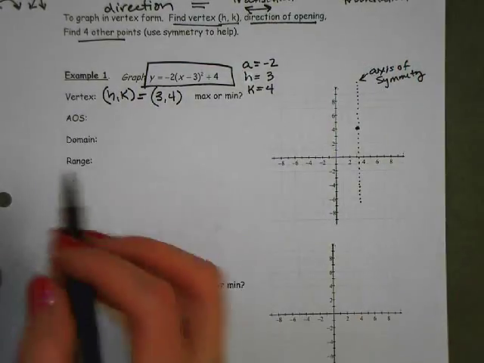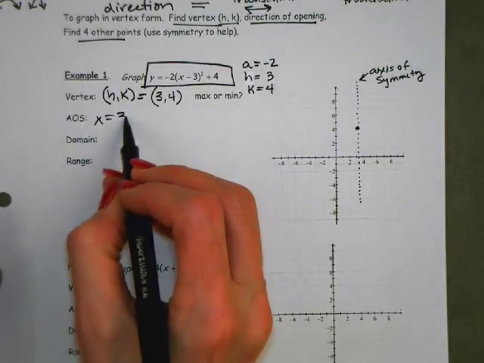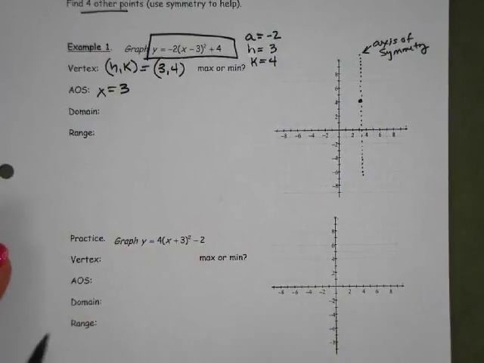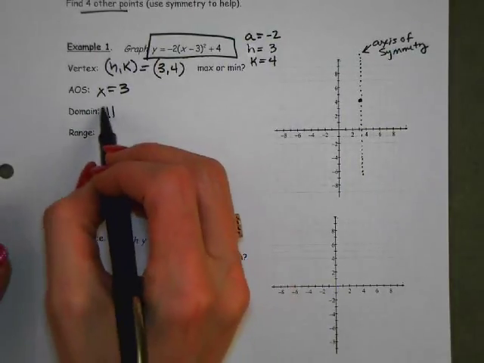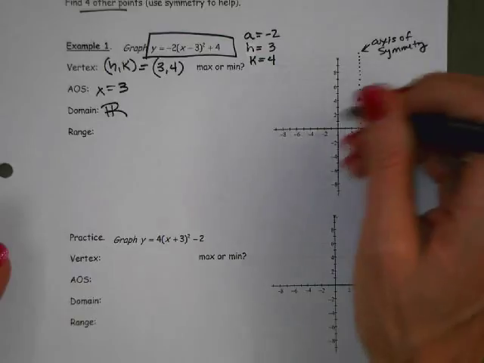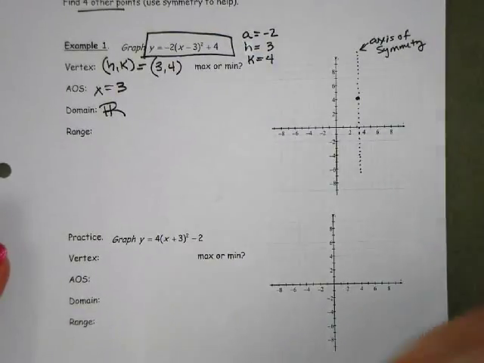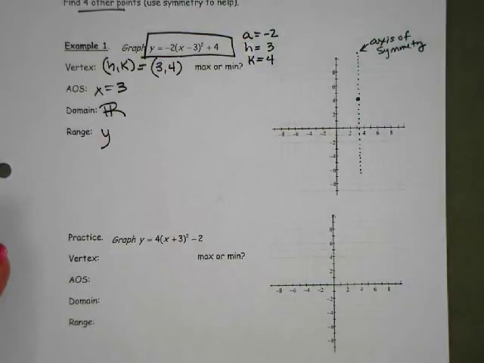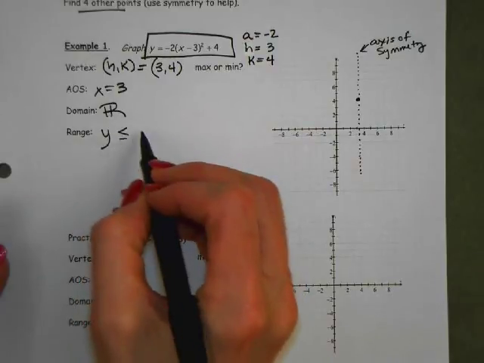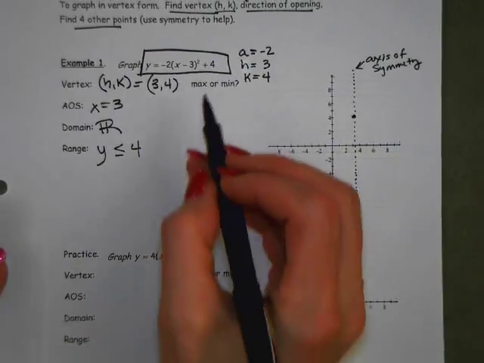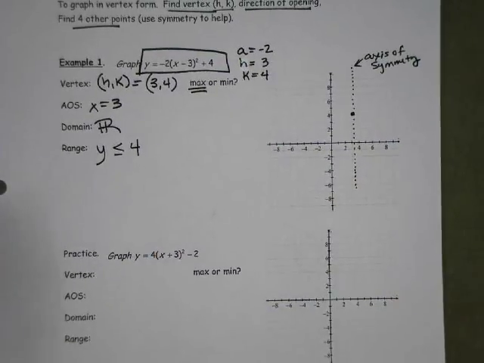Okay? So then what is my domain? What is the domain of all these parabolas? All real. It is all real. Okay? Well, what is my range going to be? Now we know it opens down, right? So that's a maximum, right? So therefore, y is going to be less than or equal to whatever that value is. Okay? And we know that it's a max. So that's everything we can do so far.